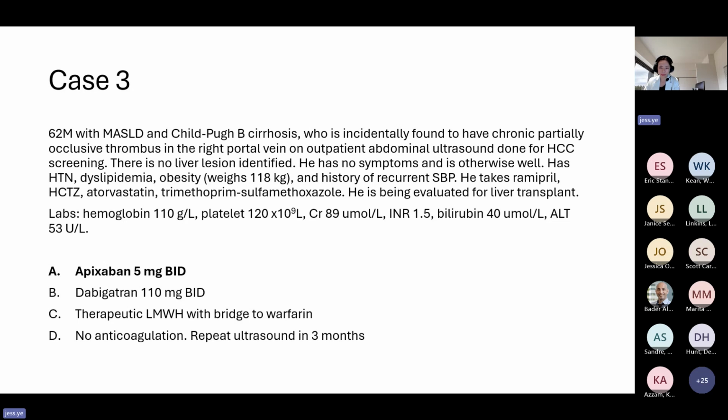Therapeutic low molecular weight heparin, nothing wrong with that. It's just cumbersome. So a lot of patients would not prefer to have daily injections or warfarin monitoring. If there is any risk factor in this patient that makes you more worried about bleeding, I think a low dose of apixaban 2.5 milligram twice a day would also be reasonable.